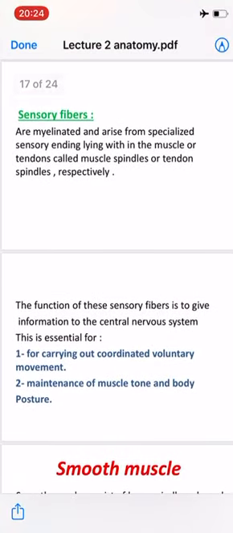Sensory fibers we have myelinated أيضا تكون مغلفة الألياف الحسية أو الأعصاب الحسية and it arises from specialized sensory ending. الألياف الحسية أو الأعصاب الحسية هي تختلف عن الأعصاب الحركية. الأعصاب الحسية موجودة بالنيرف sensory ending في نهايات حسية موجودة في داخل العضلة أو في داخل التندن. ففي داخل العضلة تسمى muscle spindles أو داخل الوتر أو التندن تسمى tendon spindles.